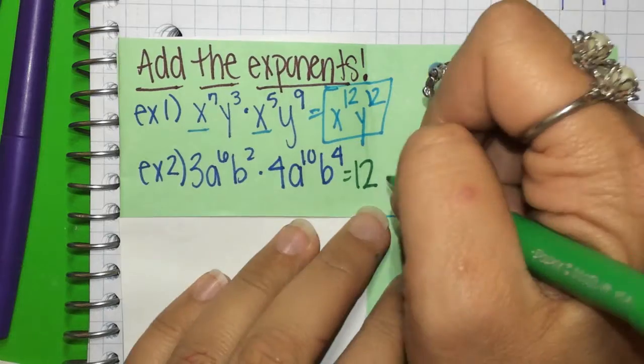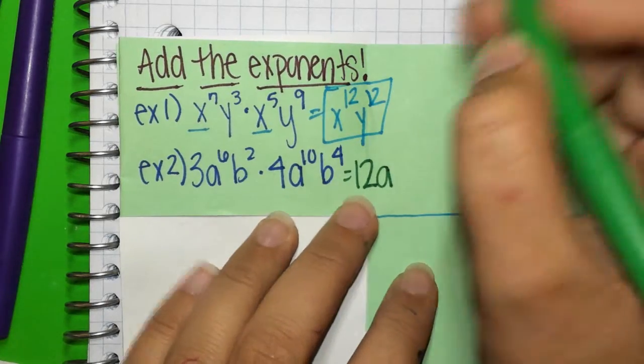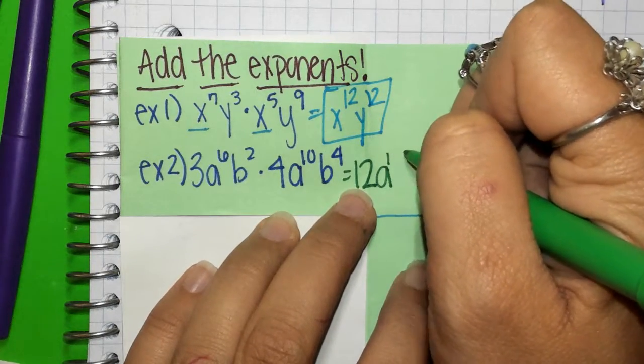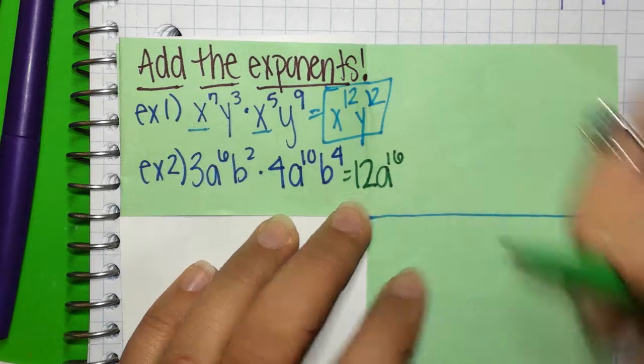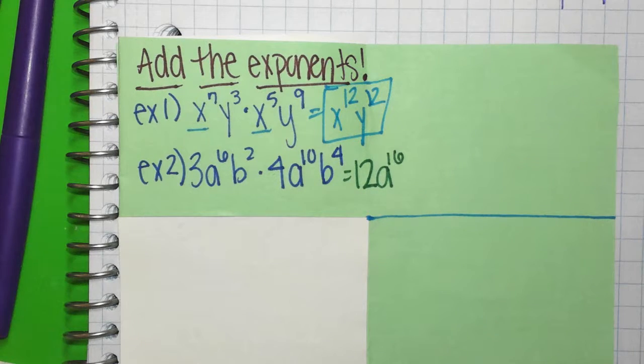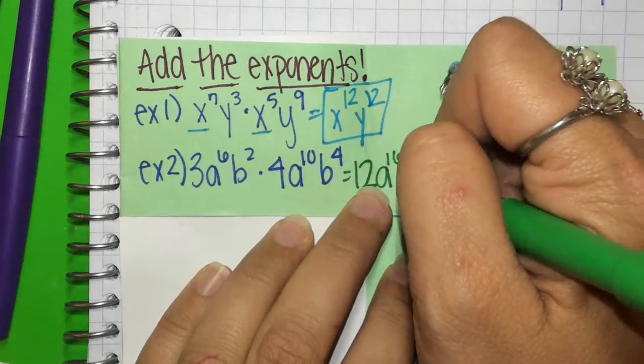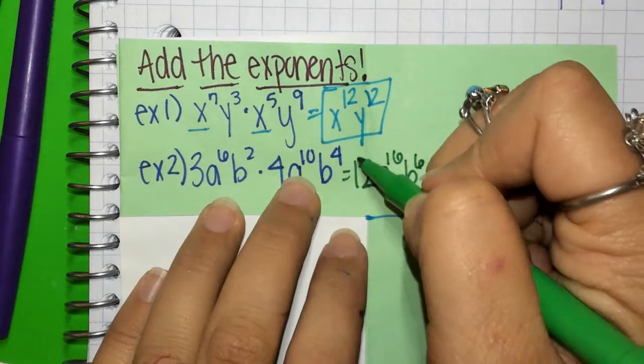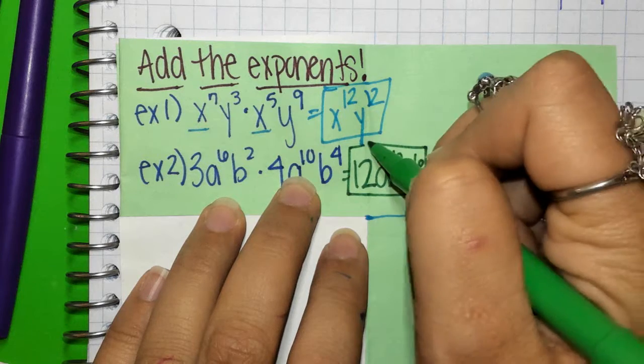Because they are like bases, we write a to the 16th. You know what 6 plus 10 is. All right, and then what would the exponent for b be? 6, because 2 plus 4 is 6.